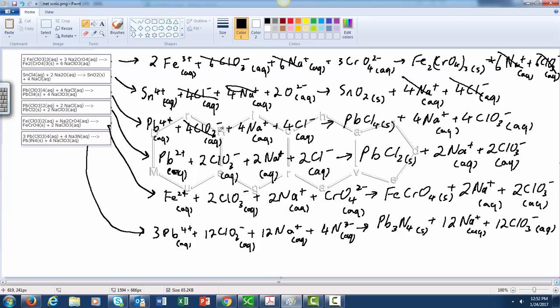In the next one, we've got the things on both sides. We've got the 4ClO3 minus and the 4Na pluses, and everything else is what forms the solid. Pb4 plus and 4Cl minus gives PbCl4 solid.